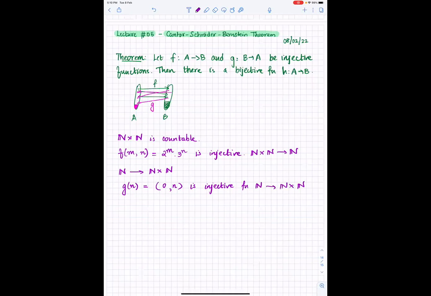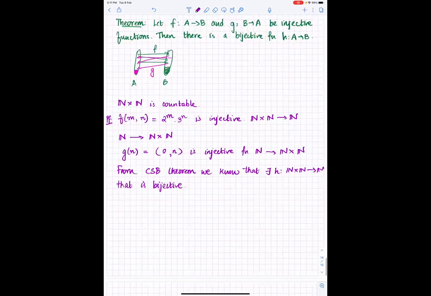Now, if you actually had to come up with a bijective function between the Cartesian product N cross N and the set of natural numbers, it would have taken a lot of time. But now, because we have two injective functions, from the Cantor-Schroeder-Bernstein theorem we know that there is a bijection. There exists a function h from N cross N to N that is bijective. This means that N cross N is countable. So this is one application.